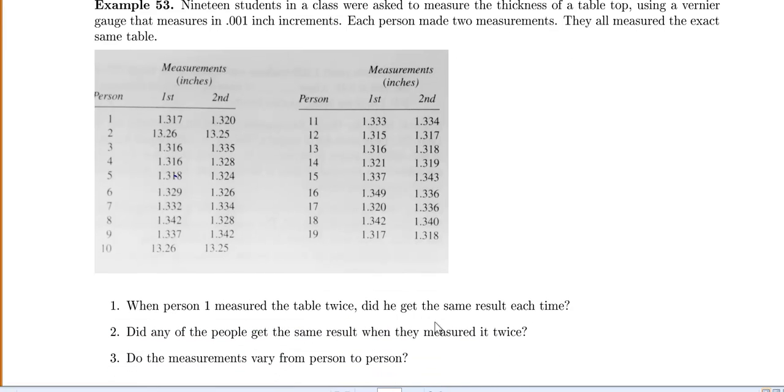So when person 1 measured the table twice, did he get the same result each time? No. Did any of the people get the same result when they measured it twice? If you look through any person, person 11 got 1.333 and 1.334. That's different. All of these people are getting different measurements when they measure it. And do the measurements vary from person to person? Yes.